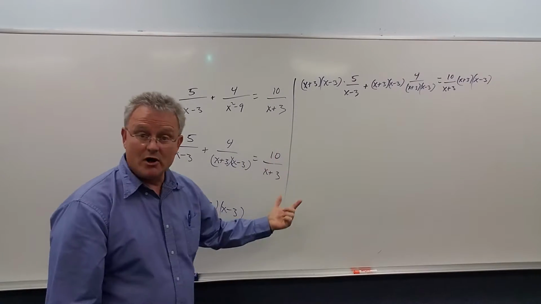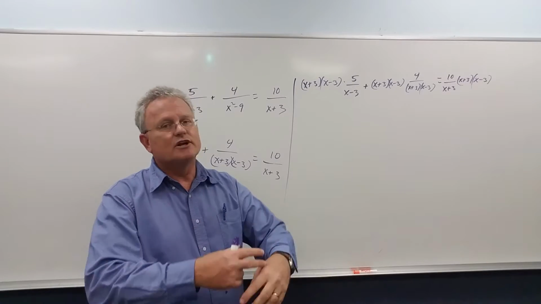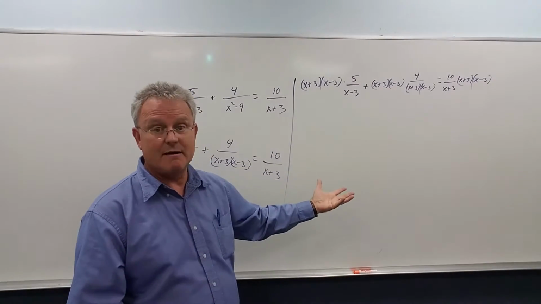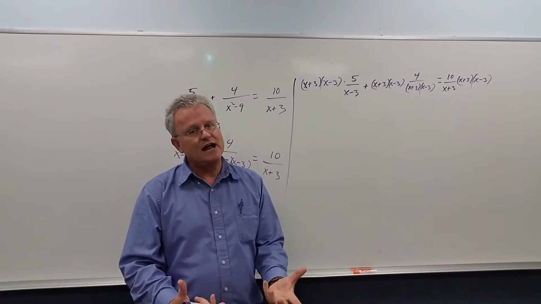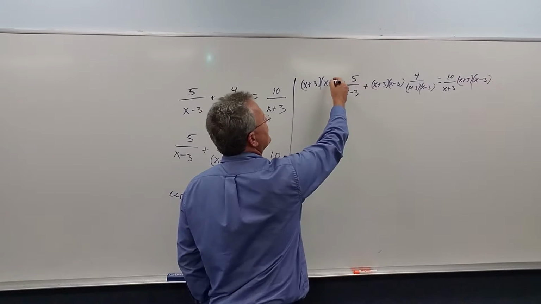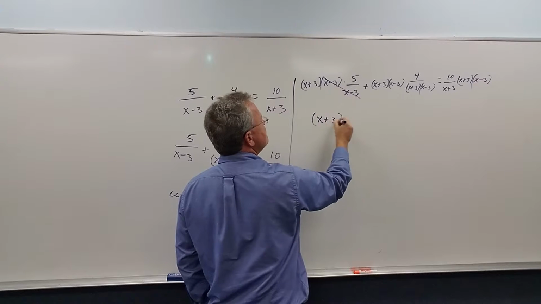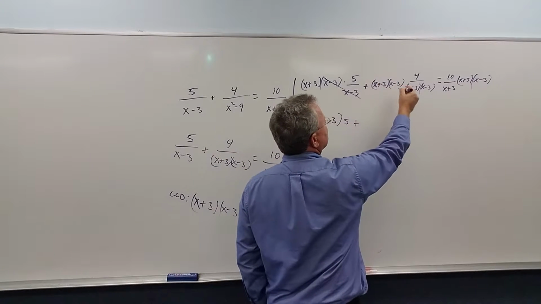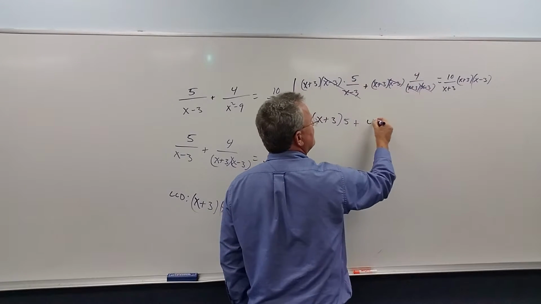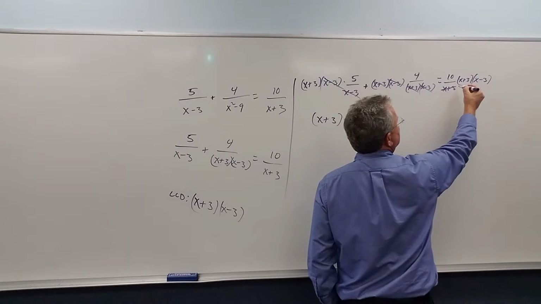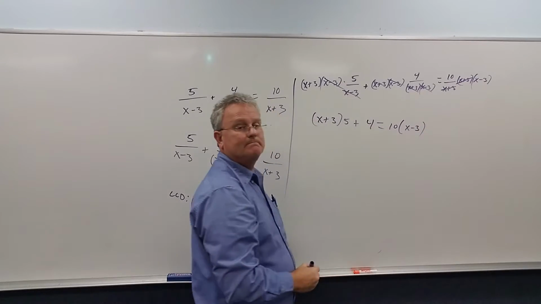So now after we multiply by the LCD, the next step is things are going to cancel. You're going to get rid of the fractions in the next step. That's why we do this, because it gets rid of the fractions. It becomes a lot easier to solve. So here, the x minus 3's cancel, and I'm left with x plus 3 times 5. Here, the x plus 3's and the x minus 3's cancel. We're left with plus 4. Over here, the x plus 3's cancel, and we're left with 10 times x minus 3.